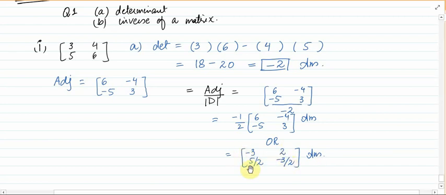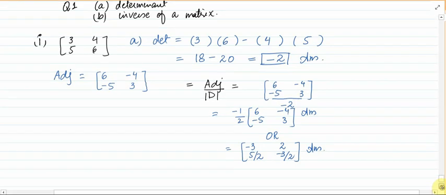How can I get this one? I multiplied all the elements with minus 1 upon 2. So 6 into 1 upon 2 will be 3. Minus 4 into minus 1 upon 2 will be positive 2. Minus 5 into minus 1 upon 2 is 5 upon 2. And 3 into minus 1 upon 2 will be minus 3 upon 2. So that's how you solve a question of inverse. So I have done part 1.